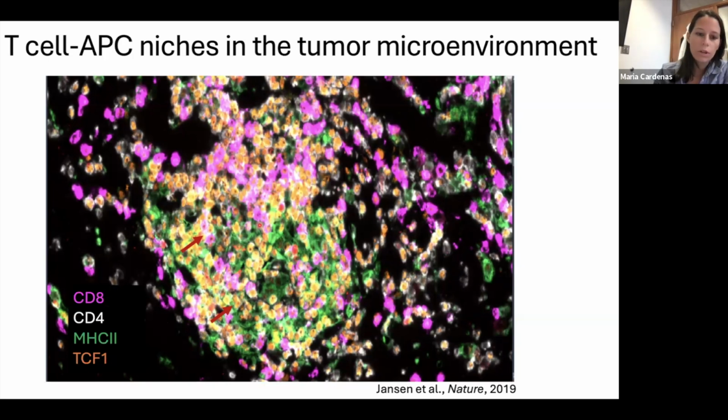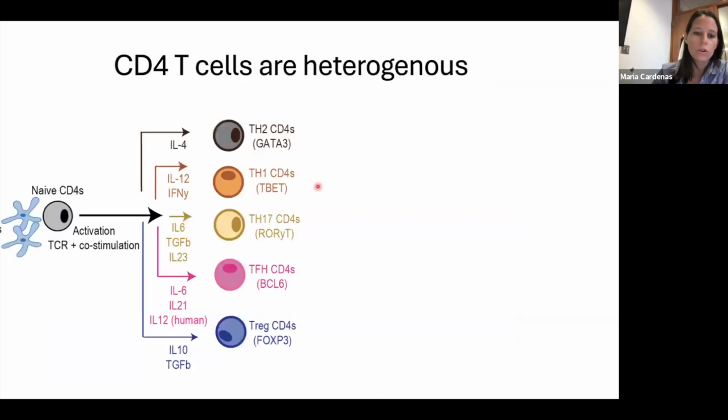And so, just to give a little bit of an intro to CD4s, I think we all know that CD4s are not as simple as CD8s. They come in many different flavors, right? They're very heterogeneous. And so when they undergo their priming and activation, depending on the cytokines that are secreted, usually by the innate immune system, they choose a certain transcription factor and program to undertake.